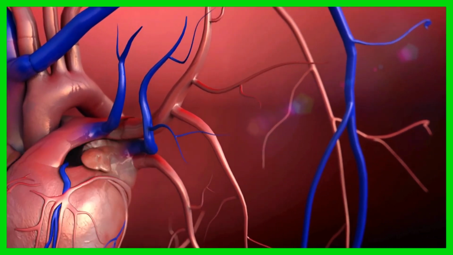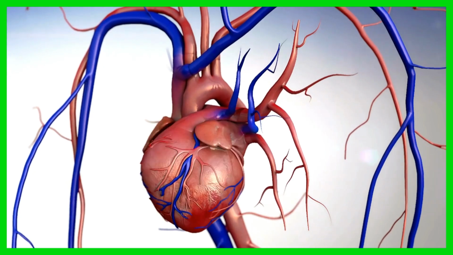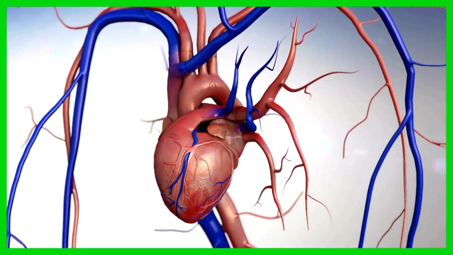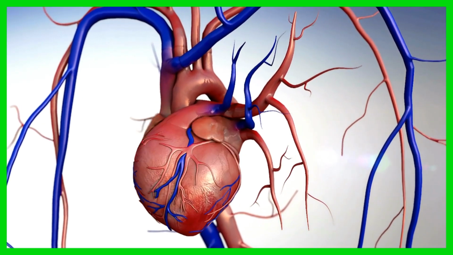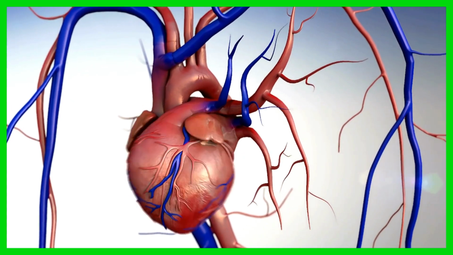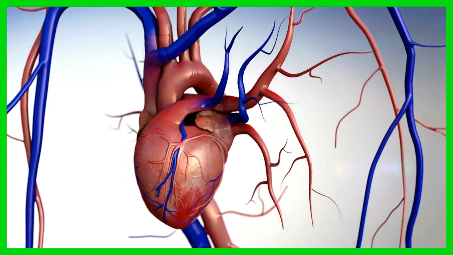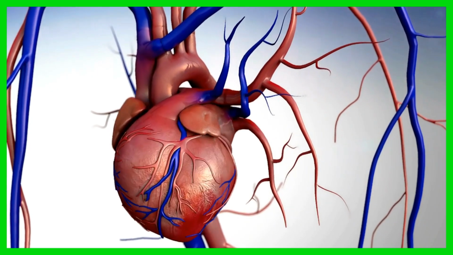Pericardium. The pericardium is a double sac membrane that surrounds the heart. The parietal pericardium is the outer layer that lines the pericardial cavity. The visceral pericardium, or epicardium, is the inner layer that is in direct contact with the heart muscle.